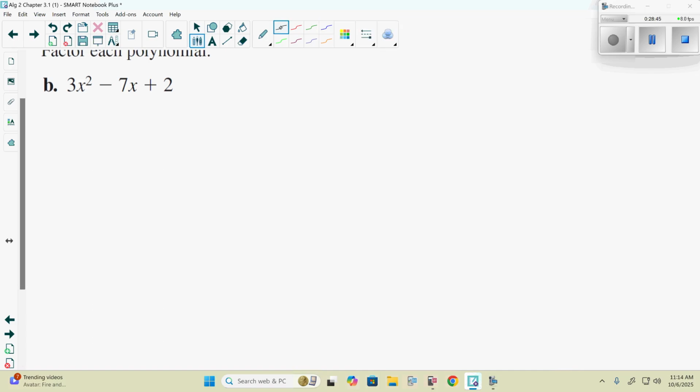3x squared minus 7x plus 2. Is there a greatest common factor between these three terms? Because 3x squared, 7, and 2, well, 3 and 2 are both prime. They don't share anything with 7. So there is no greatest common factor between these three terms. So we can write our two sets of parentheses with 3 spaces.